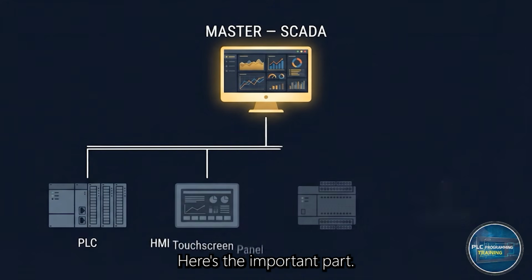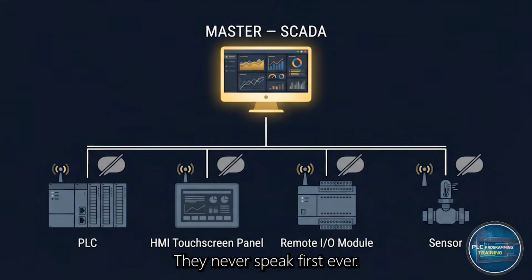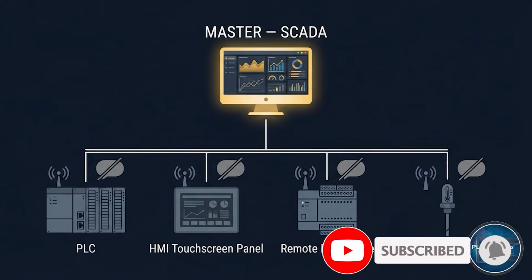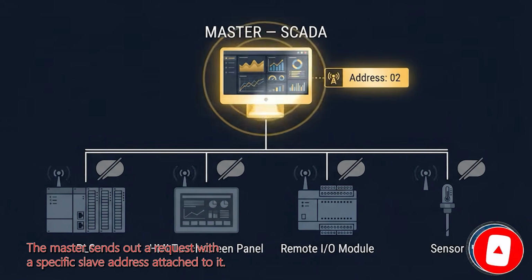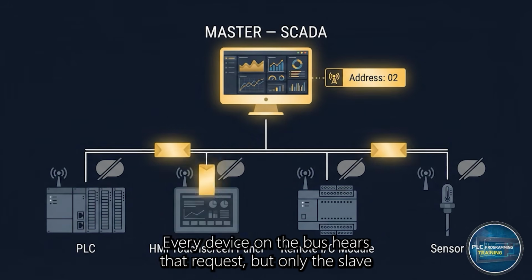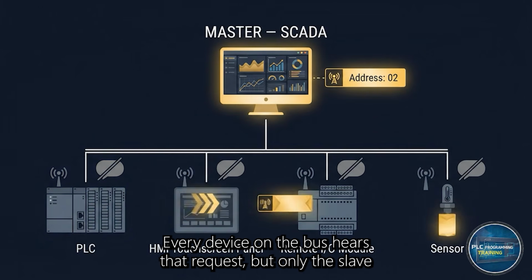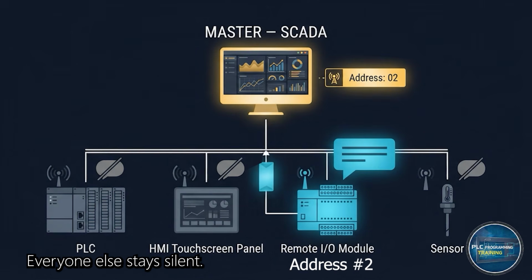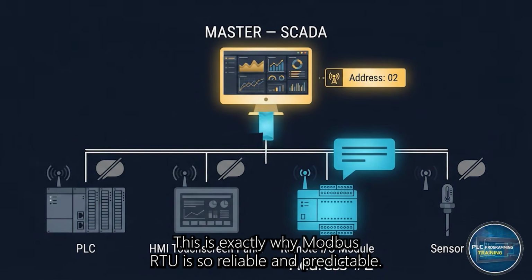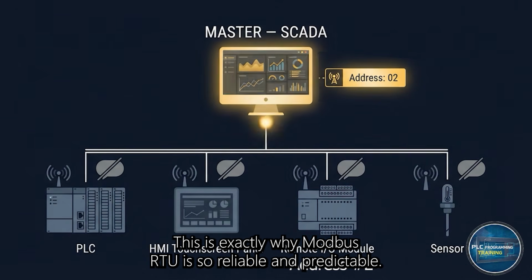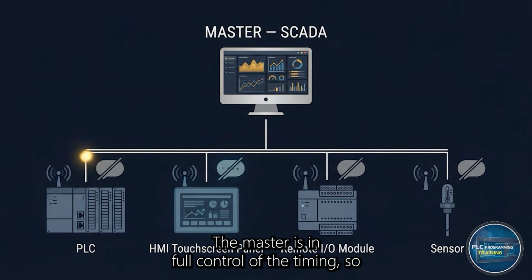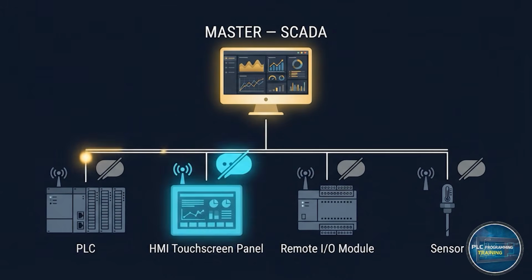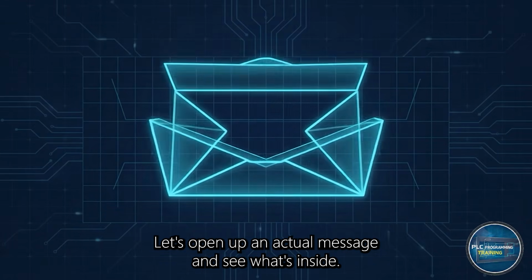Here's the important part. Slaves are completely passive. They never speak first, ever. They just sit on the bus, listening, waiting to be addressed. The master sends out a request with a specific slave address attached to it. Every device on the bus hears that request, but only the slave whose address matches actually responds. Everyone else stays silent. This is exactly why Modbus RTU is so reliable and predictable. The master is in full control of the timing, so there's never a collision, never two devices fighting to talk at once. Let's open up an actual message and see what's inside.